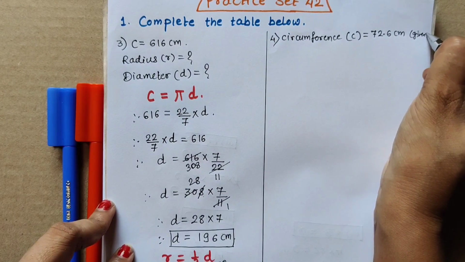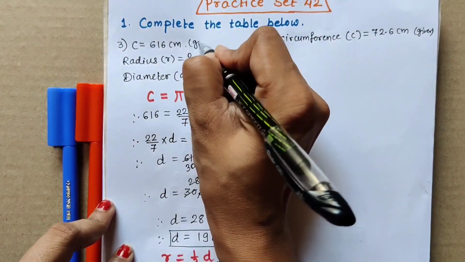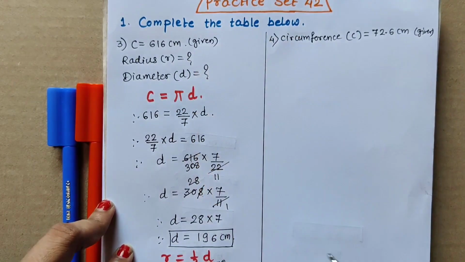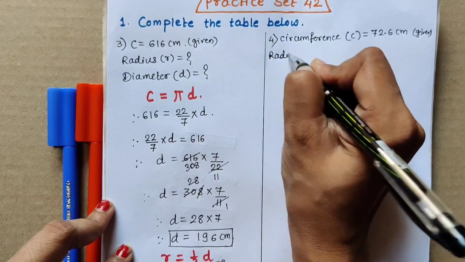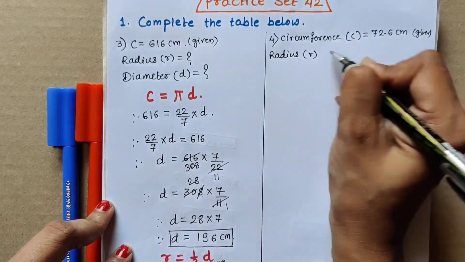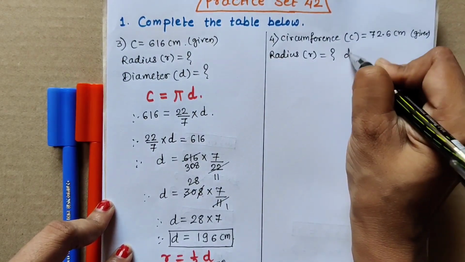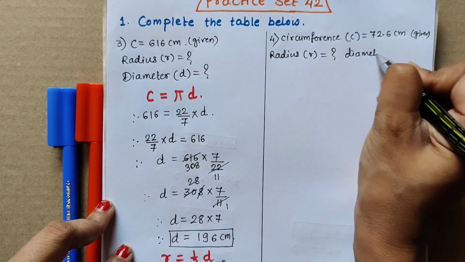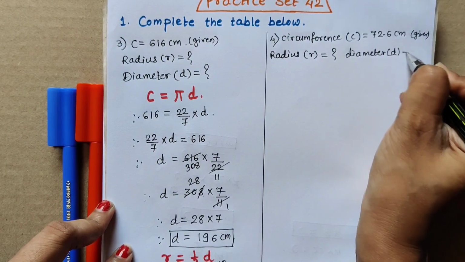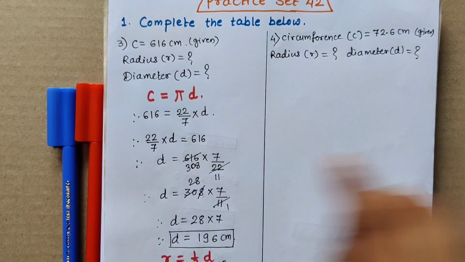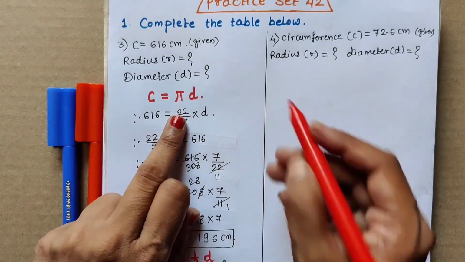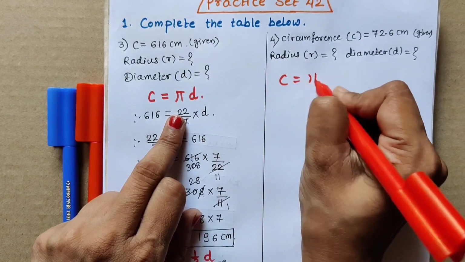If you want, you can write given in brackets. Whichever values are given to us, we can write in the bracket. Then we have to find the radius R and diameter D. As usual, as we did in the first sum, we will be using the formula C is equal to pi D.